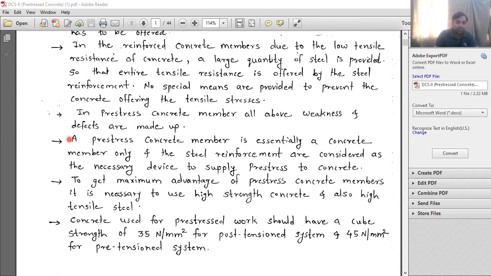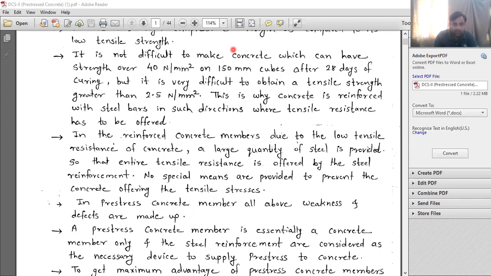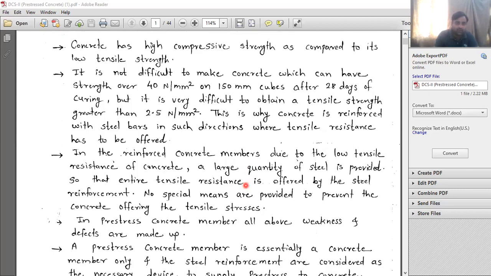So in the prestressed concrete member, these first 3 points we have talked in general about concrete and steel for the normal beams. Concrete and steel for the normal beams. These first three are the general points which we have discussed right now. These first three paragraphs. Okay, is there any difficulty in these first 3 points?